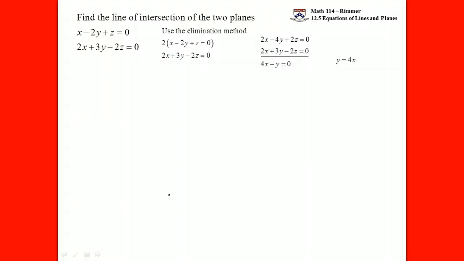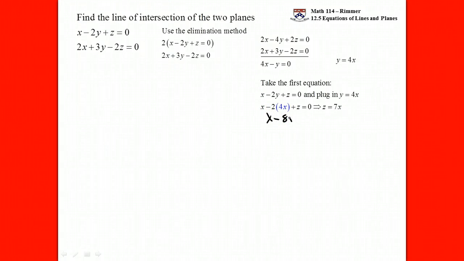I can take that information back into either of the original equations, and I can get how z relates to x. So if I know that y is 4x, then I can go back to the first equation and plug a 4x in. If I plug a 4x into the first equation, I'll have x minus 8x plus the z is 0. So I have that z is 7x.